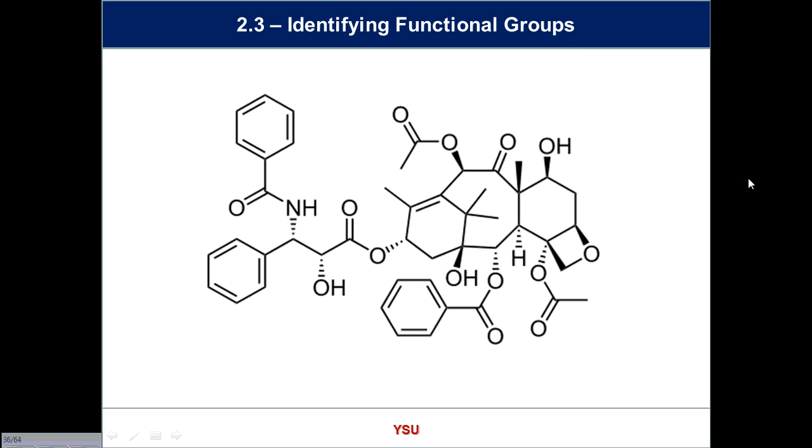So here's the deal. There's Taxol again. We started out by putting this up at the beginning of this section, and we said, look at that molecule. There's an awful lot going on there. After today, after we just finished that summarization of all of that stuff, you should be able to look at that molecule and give me every functional group in that system.